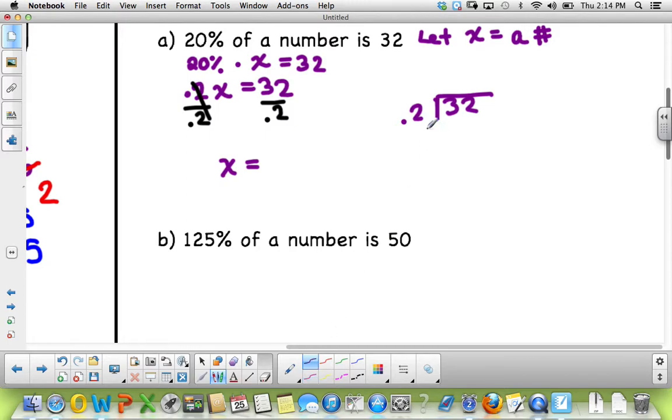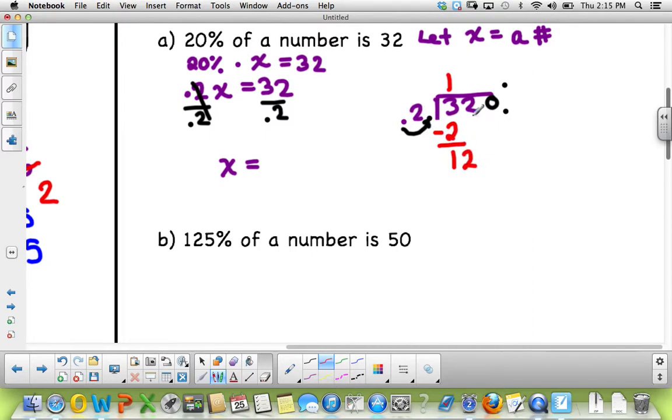So first thing you're going to do is move the decimal one place to the right, and you're going to add a 0. And that decimal will go up there. So now I'm doing long division. 2 goes into 3 one time. 1 times 2 is 2, and then I subtract that and I get 1. Then I bring down the next number I see, which is 2.